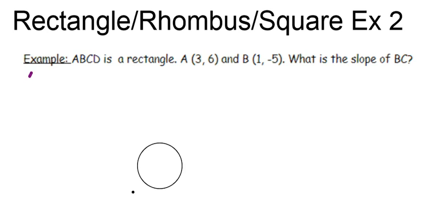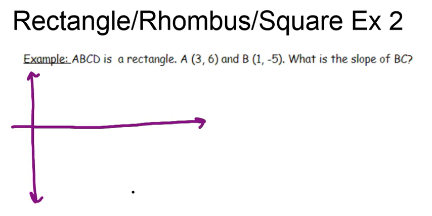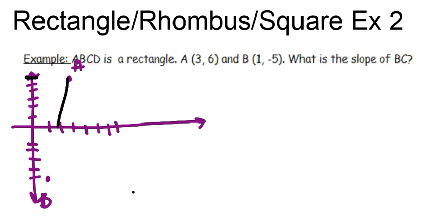So I'm going to draw myself a little grid so that maybe I can see what's going on. Okay, so I'm going to put in my point 3, 6. So 3, 6, that's A. And then 1, -5 is down here. And those are, it says A, B, C, D is a rectangle.